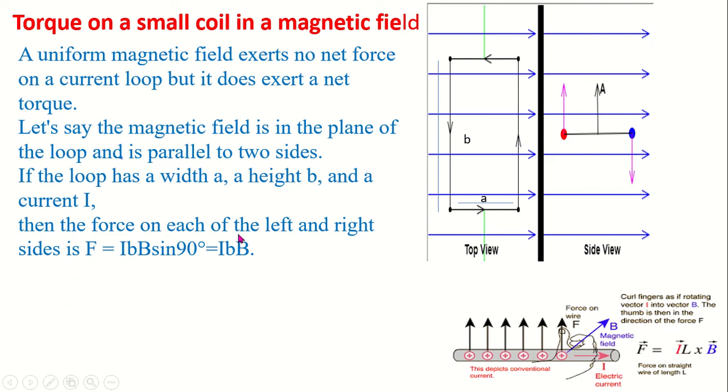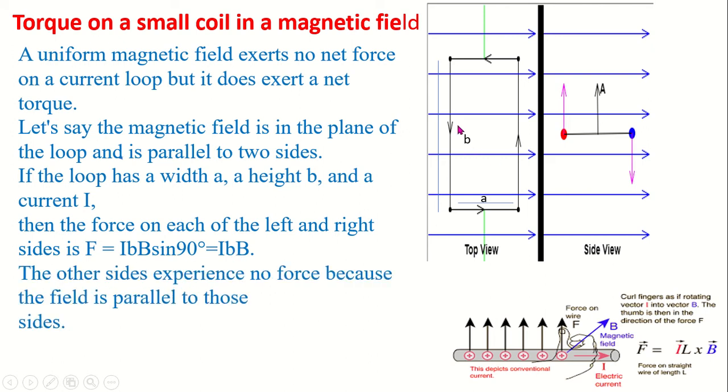Then the force on each of the left and right sides is F equal to IL cross B. I have told you already, IL cross B according to this formula. It is in vector form, so it can be written as ILB sin theta. Here I is the amount of current, b, small b, is the height of the loop, and B, capital B, is the magnetic field intensity, and here theta is 90 degree. So IbB sin 90 degree can be written simply as IbB, because sin 90 degree equals 1. So it will be IbB.